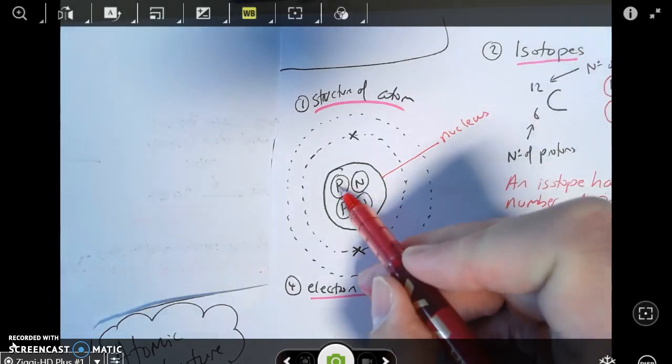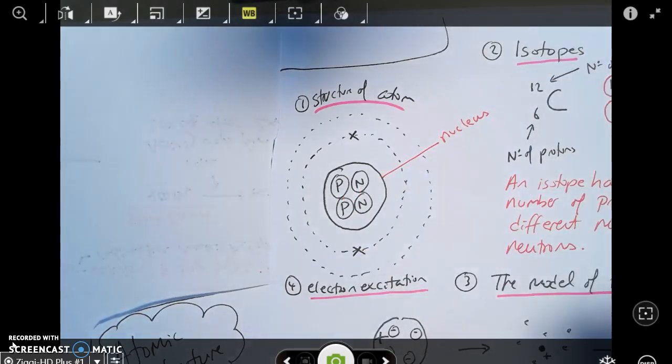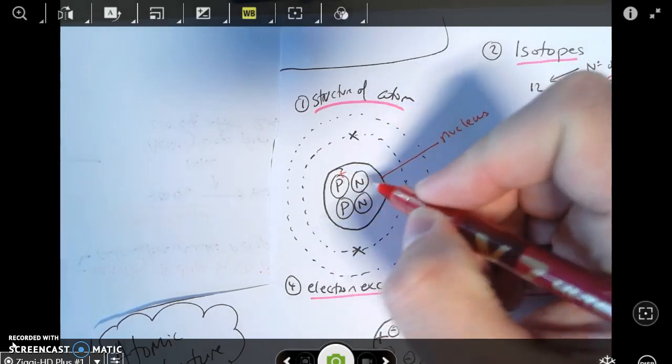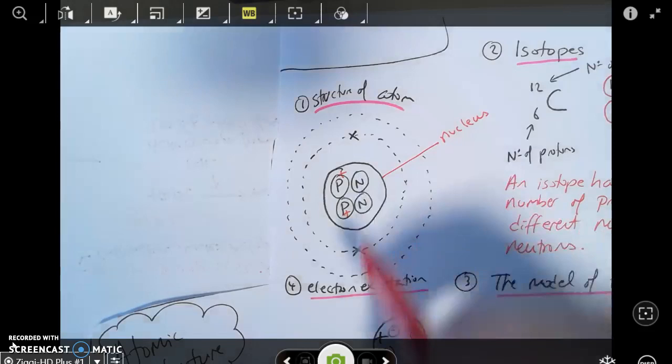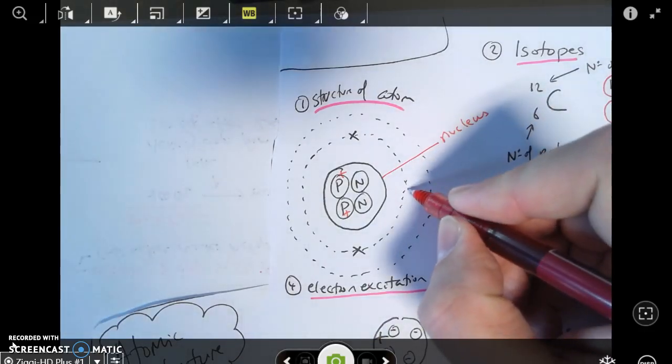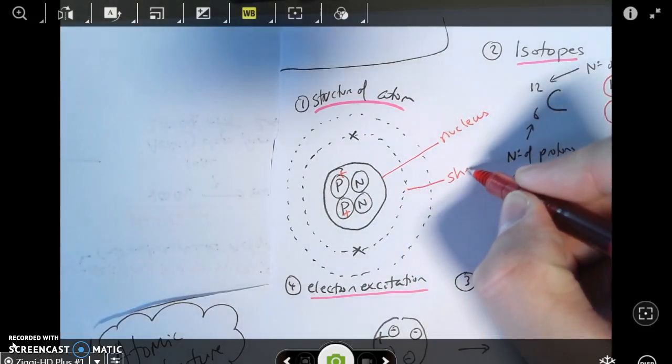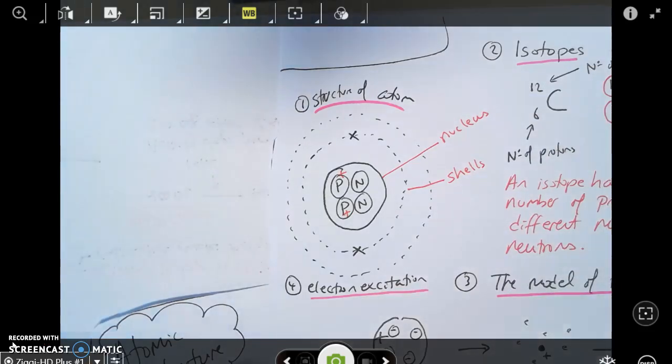And this contains protons and neutrons. The protons are positively charged and the neutrons have no charge at all. Outside the nucleus you have these dotted lines here, which are the shells, and these are where the electrons are situated. I've shown 2 electrons here.